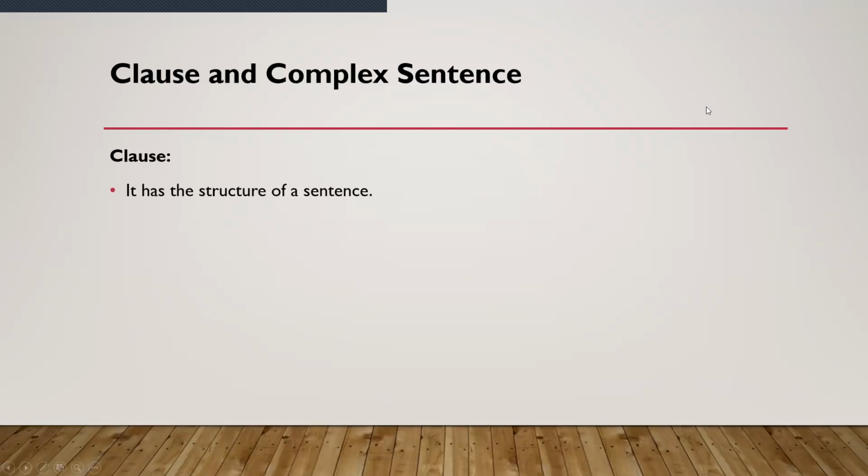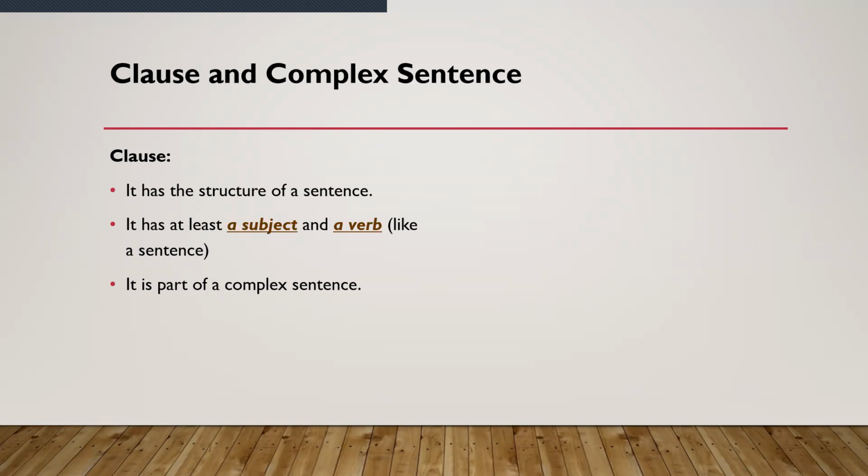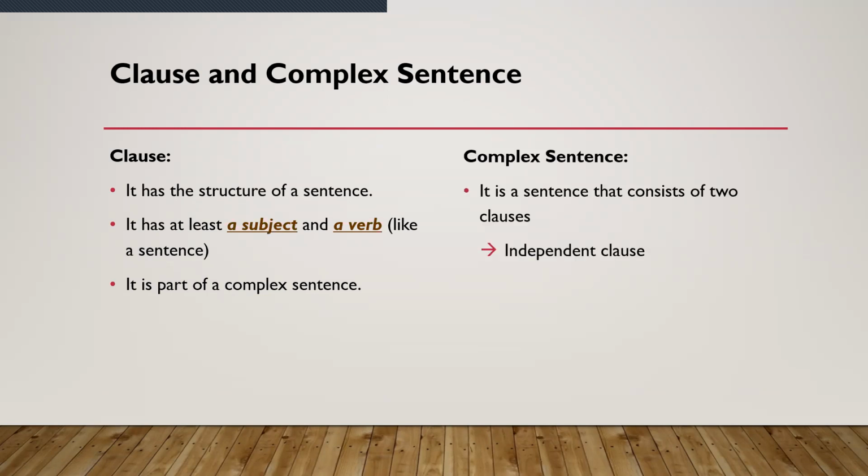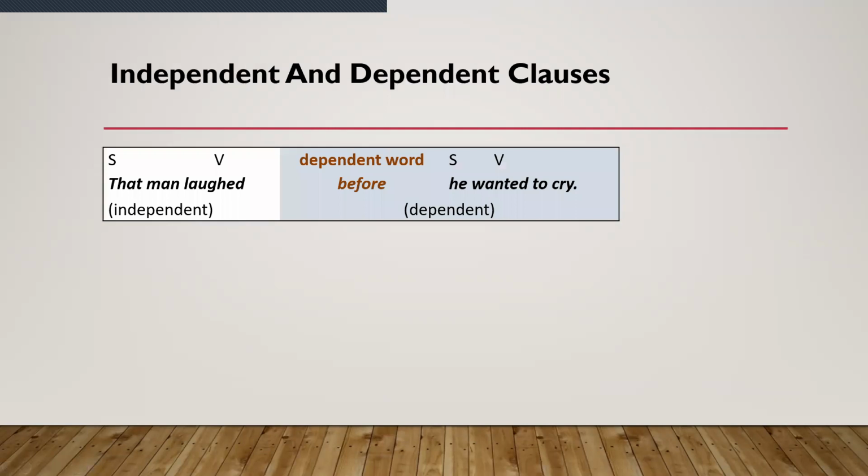A clause has the structure of a sentence. It means that it has a subject and a verb, like a sentence. However, a clause is a part of a complex sentence, which means it can be an independent clause or a dependent clause, depending on its function. Like this example: that man laughed before he wanted to cry.